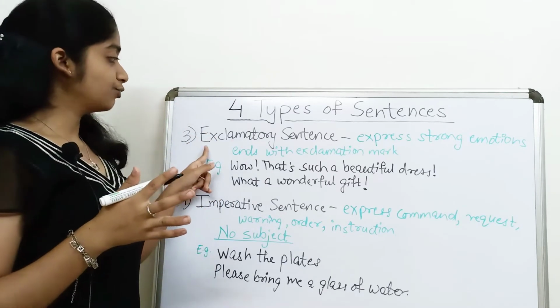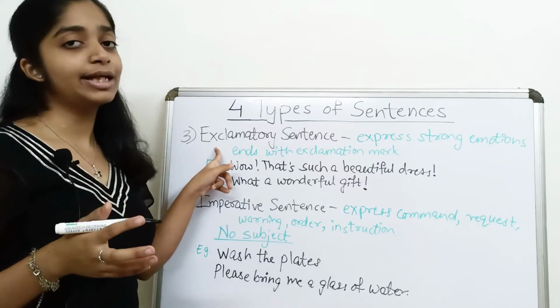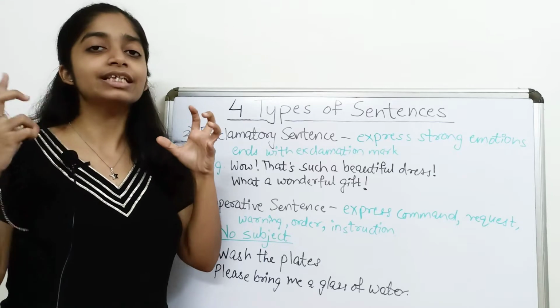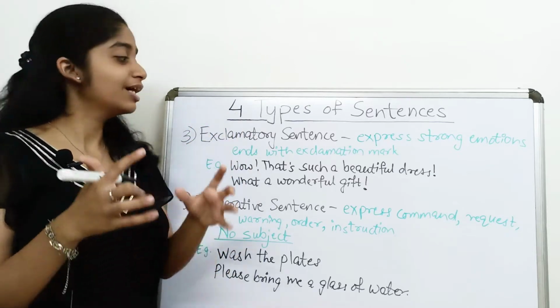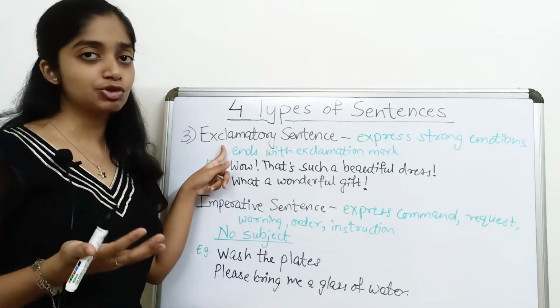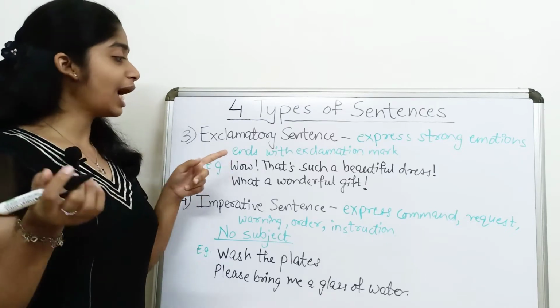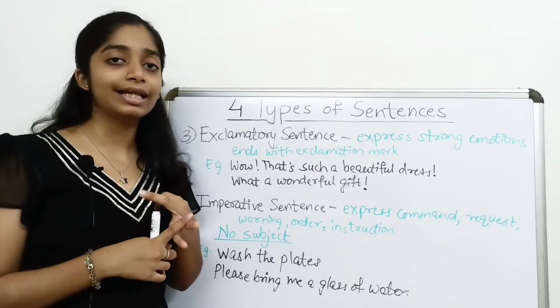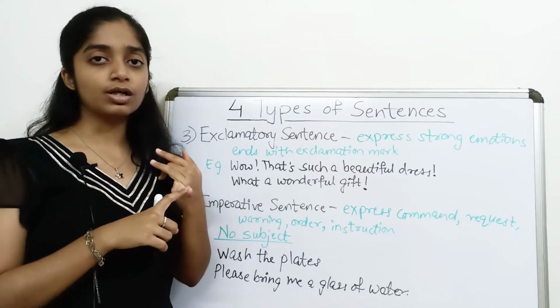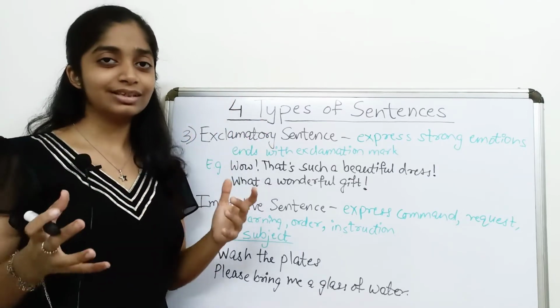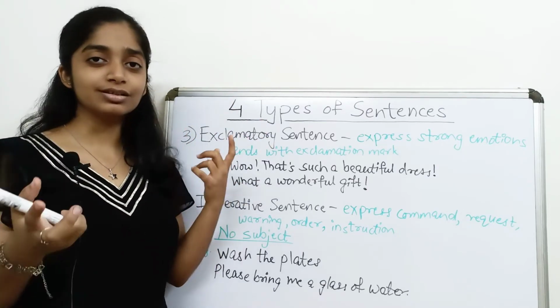The third one we have here is exclamatory sentence. It is a sentence which expresses very strong emotions. This sentence always ends with an exclamation mark. We have exclamatory words as well as exclamatory sentences. Exclamatory words are wow, hooray. These are the exclamatory words.